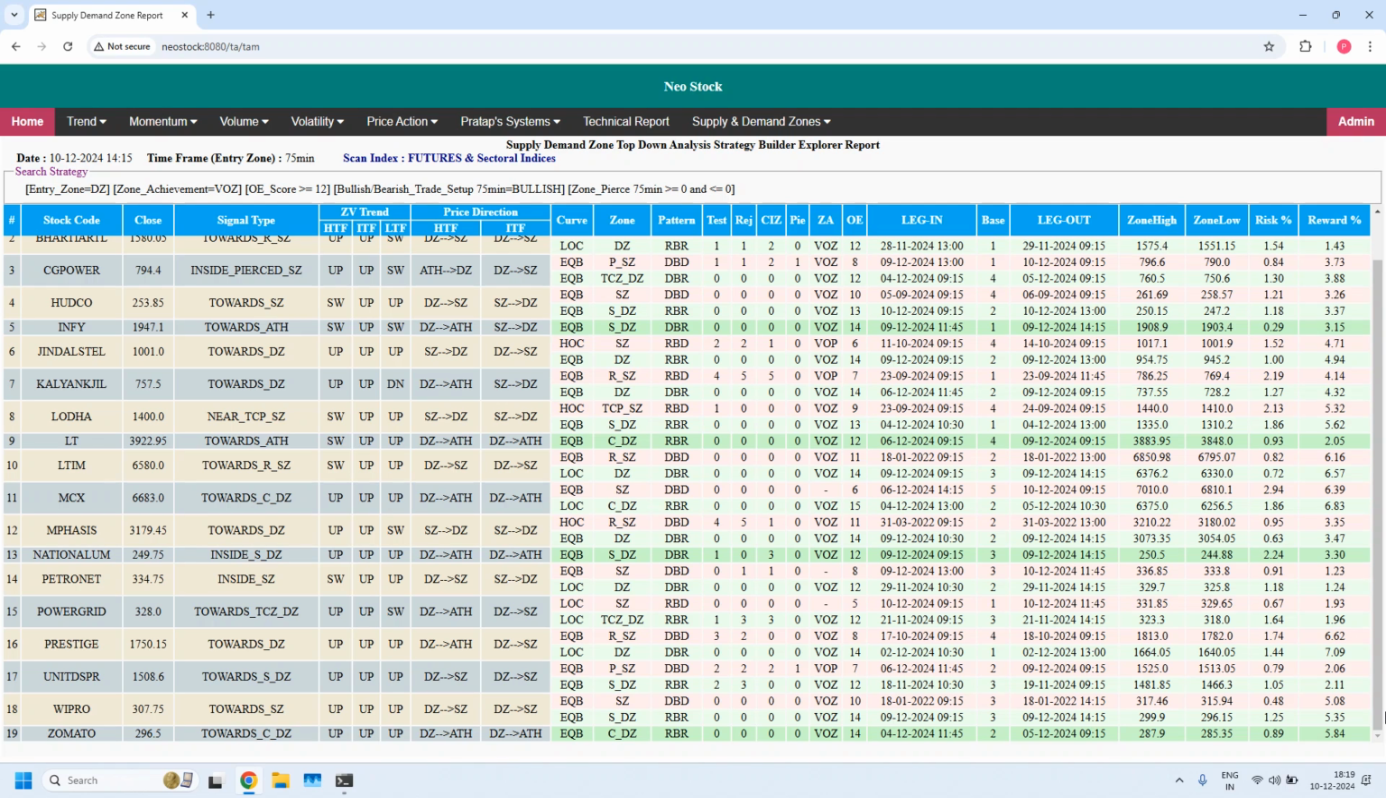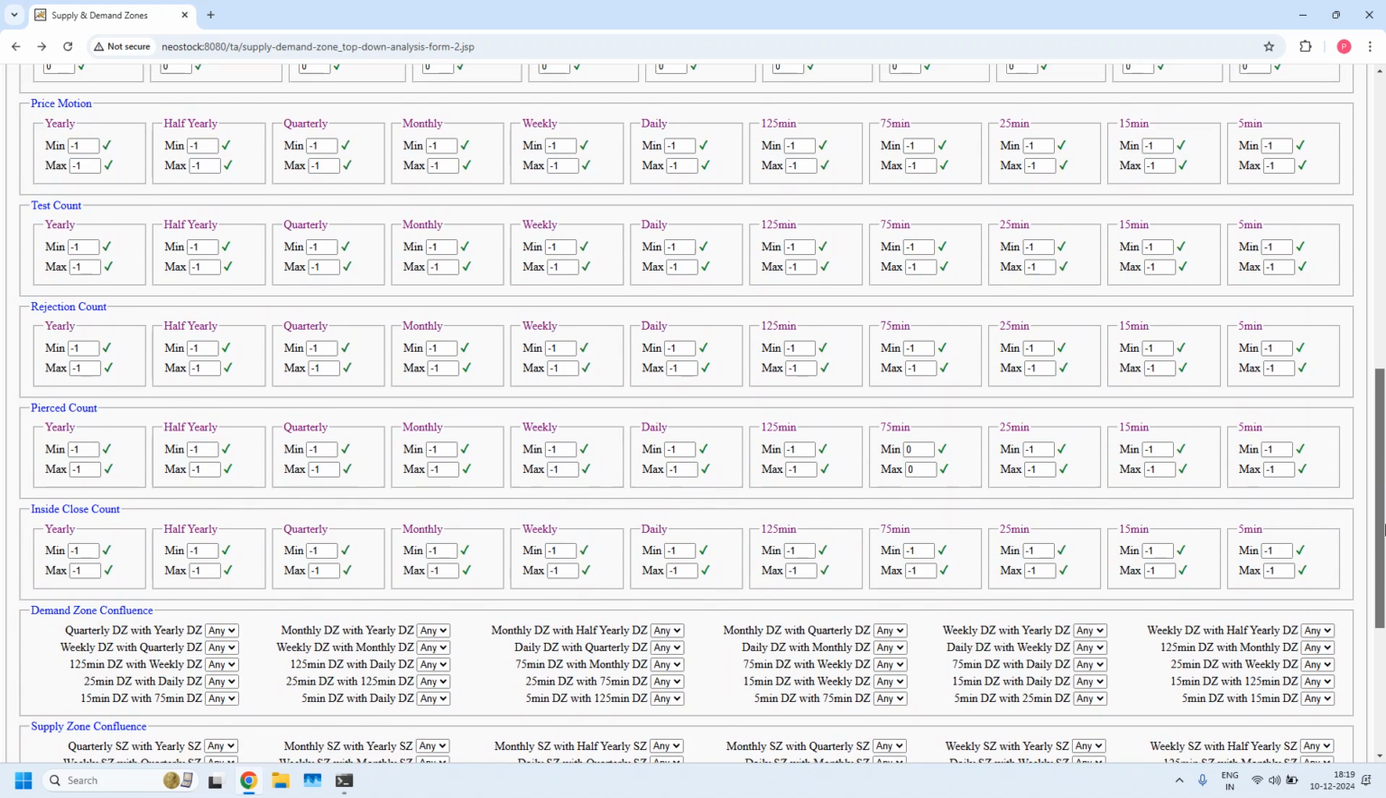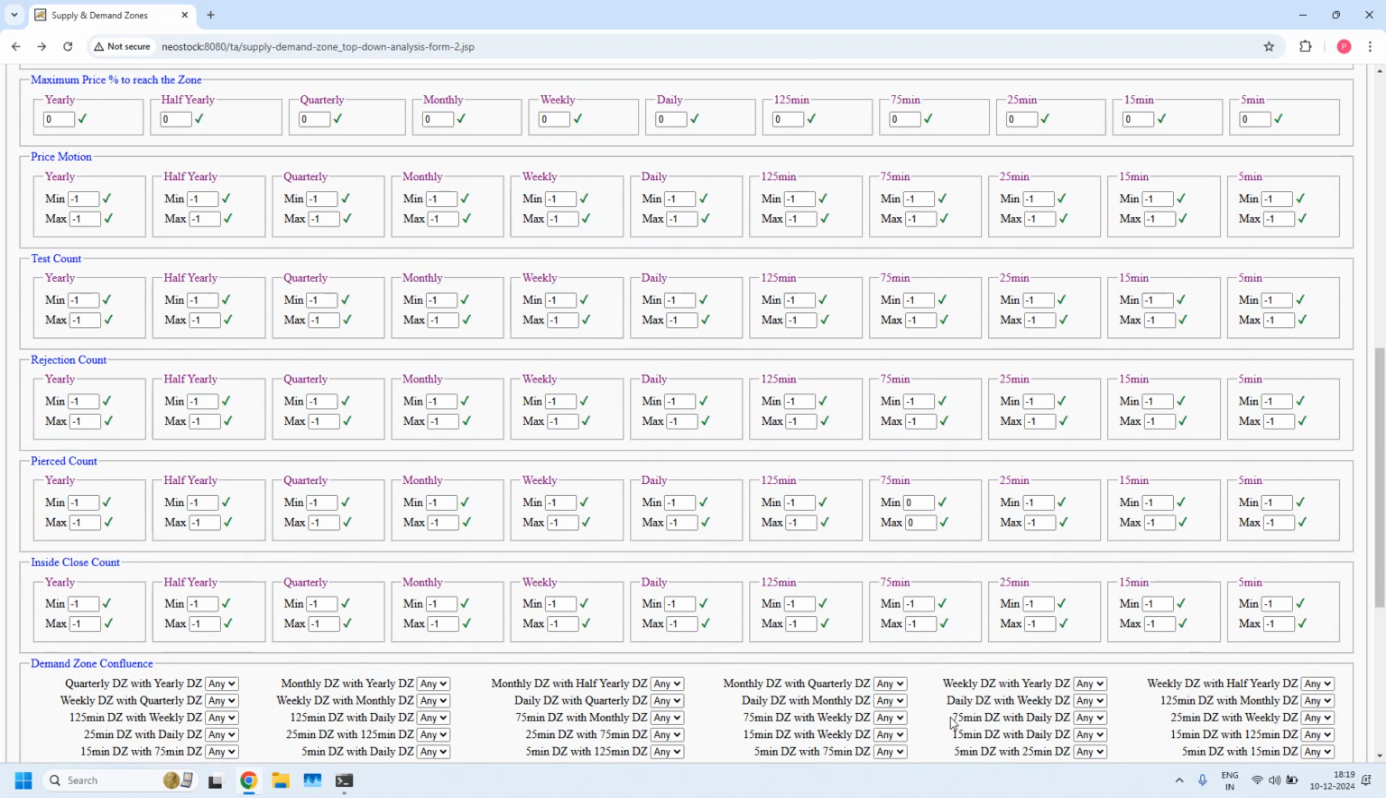Currently all these are bullish trade setup for weekly income trade. That is entry time frame 75 minutes demand zones. That's why these 75 minutes demand zones, high probability zones, we should further filter. So for that we are using the filter LTF and ITF demand zone confluence. That is 75 minutes with daily demand zone confluence. I am enabling that filter.